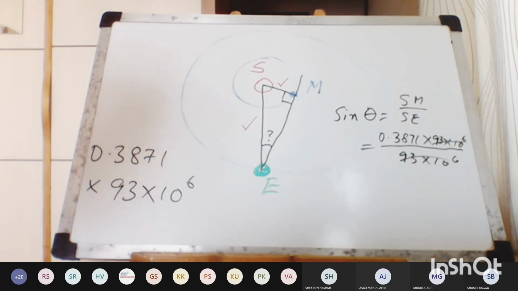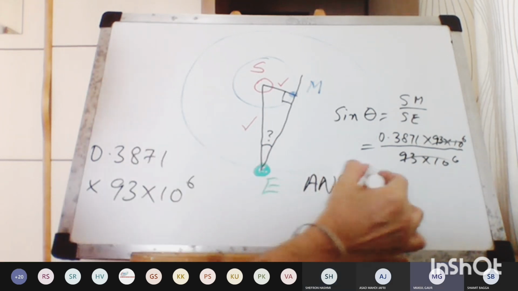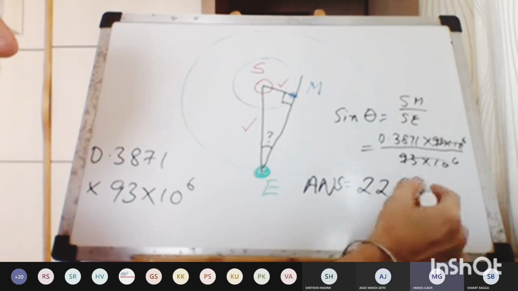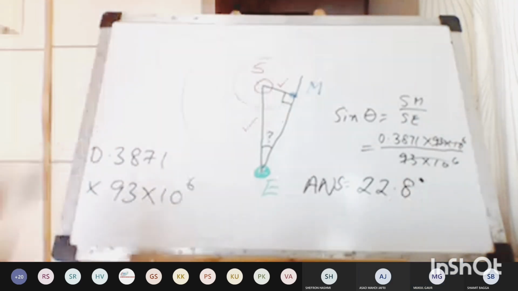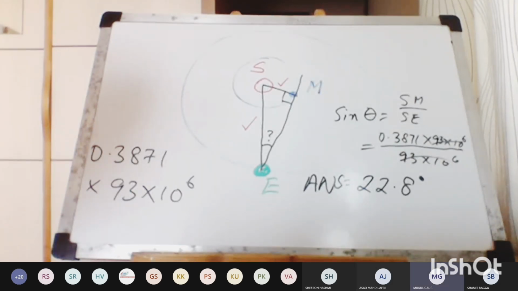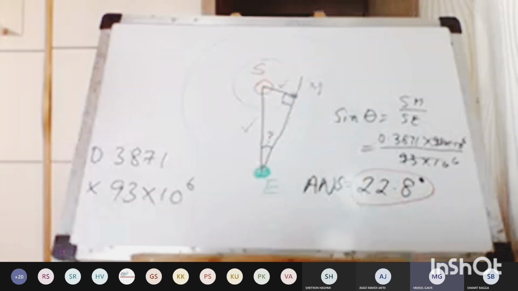Take out your calculators. 22.77. So answer is equal to 22.8 degrees. That is the maximum elongation of Mercury. Everyone got this answer now? Yes or no? Yes, sir.